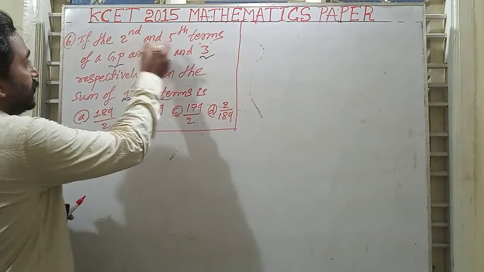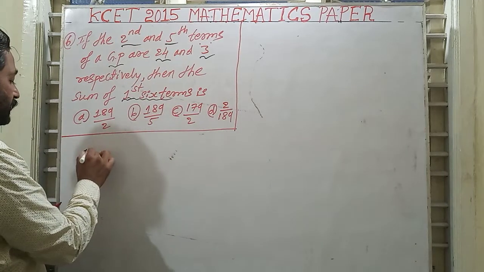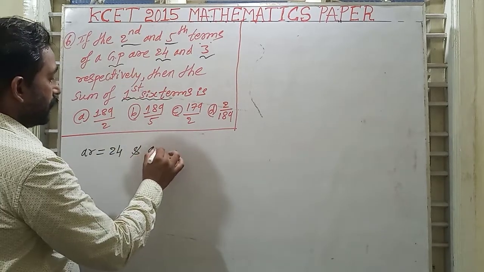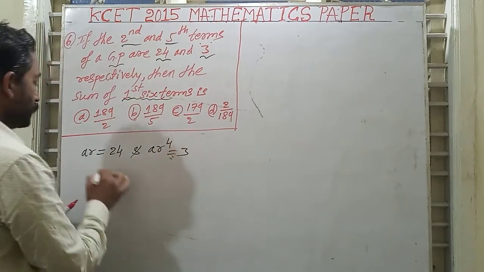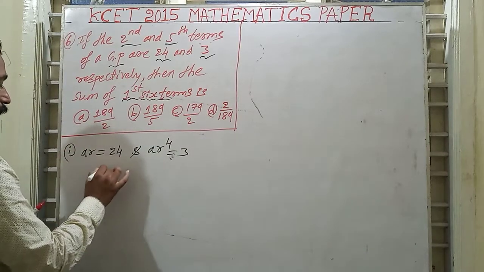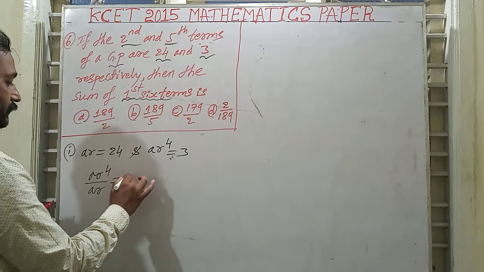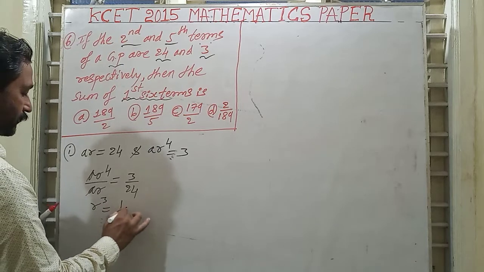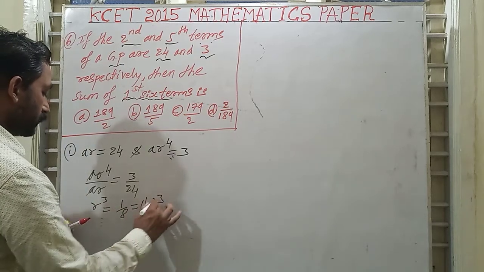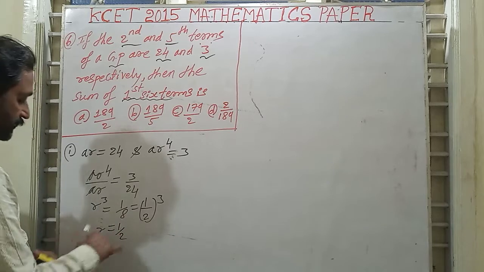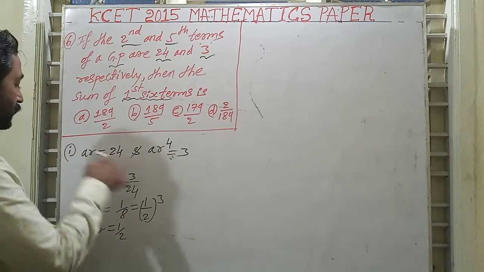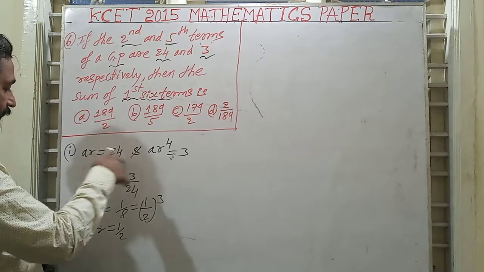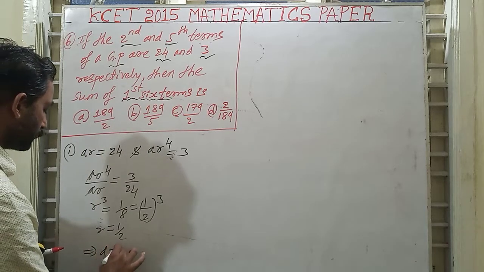Here the second term and fifth term are given. The second term is in the form of AR, so AR is equal to 24. And the fifth term, AR to the power of 4, is equal to 3. So AR to the power of 4 divided by AR can be written as 3 by 24. A gets cancelled, R to the power of 3 is 1 by 8, which can be written as (1 by 2) whole cube. So R is equal to 1 by 2. If R is equal to 1 by 2, the second term AR is 24, so 24 times 2 gives 48. This implies A, the first term, is 48.